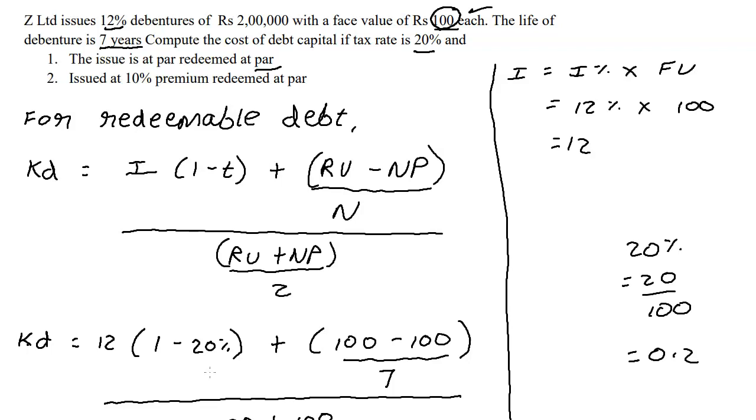Now, the second time around, we're issuing it at a premium of 10%. That means our net proceeds is going to be more and our redemption value is going to remain the same at 100. So what is going to be my issue price? My issue price is going to be the face value plus premium, which is 100 plus 10% of 100 only.